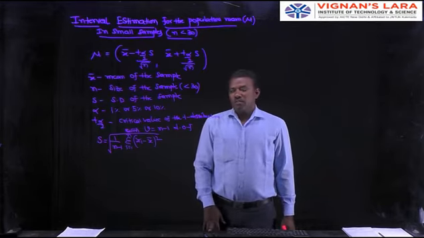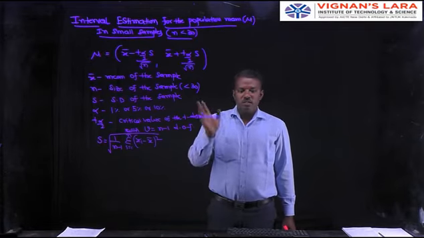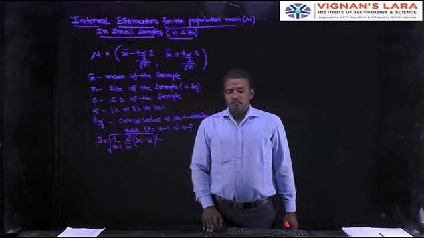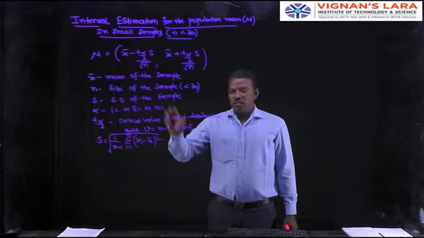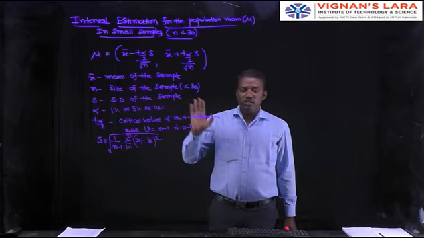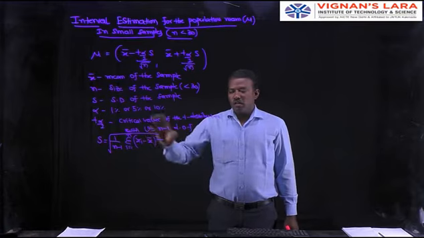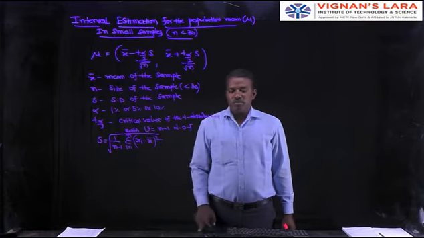Try to understand the difference between large samples and small samples. In large samples, standard deviation is sigma. In small samples, standard deviation is S. And in large samples, the critical value is Z alpha by 2. In small samples, the critical value is T alpha by 2 with n minus 1 degrees of freedom.